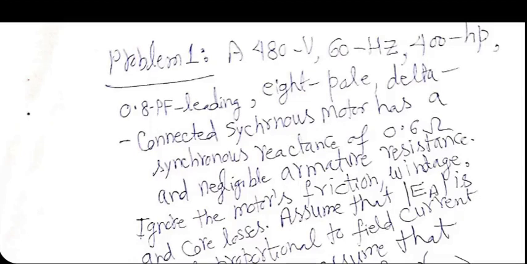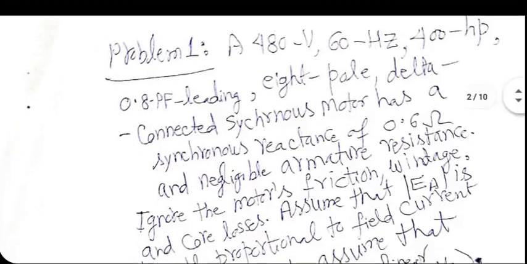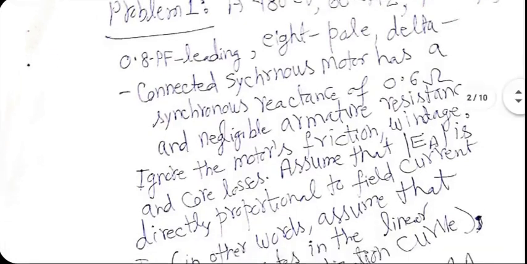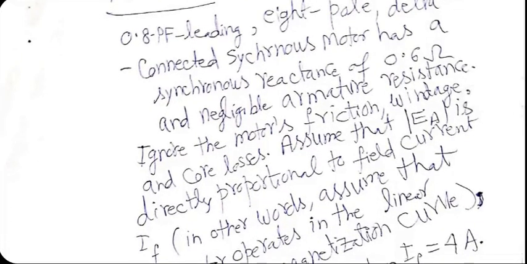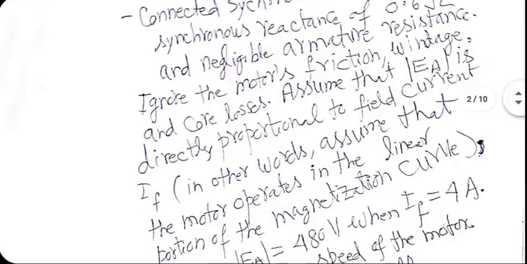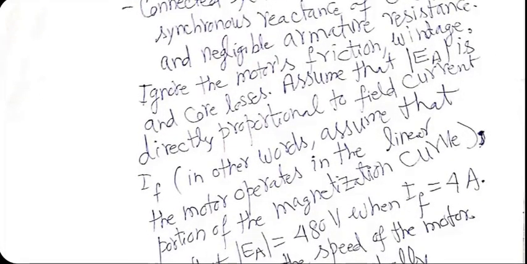And negligible armature resistance, RA is 0. Ignore the motor's friction, windage, and core losses. Assume that EA, that means magnitude of the back EMF or induced voltage, is directly proportional to the field current, IF. In other words, assume that the motor operates in the linear portion of the magnetization curve. That is what we assume anyway by default.